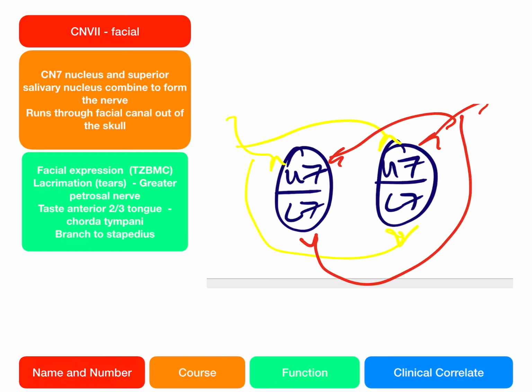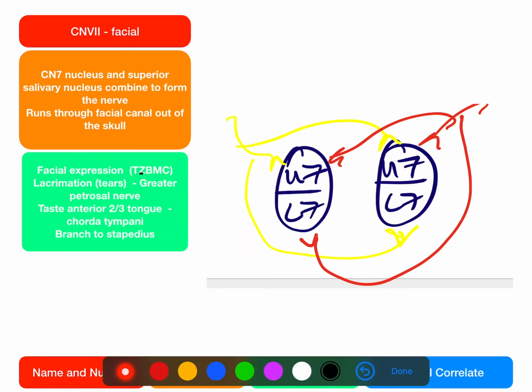Pops out, and that's the temporal bone. So it runs through the facial canal and out of the skull. Now, it does do a couple of things that you need to know. It does facial expression. All your facial expression is seventh nerve, okay? And there's 5 branches that you don't need to know the names of. That's what the abbreviations are here.